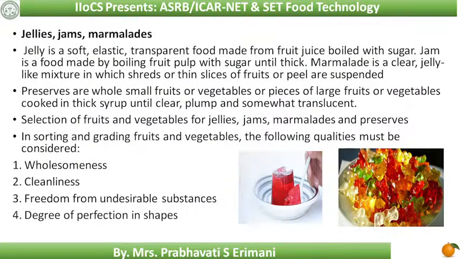Now we will look into jellies, jam and marmalades. You can see the picture. Jelly is a soft, elastic, transparent food made from fruit juice boiled with sugar. Jam is a food made by boiling fruit pulp with sugar until thick. This is the difference between jelly and jam. Marmalade is a clear jelly-like mixture in which shreds or thin slices of fruits or peel are suspended. So this is the jelly, jam and marmalade.